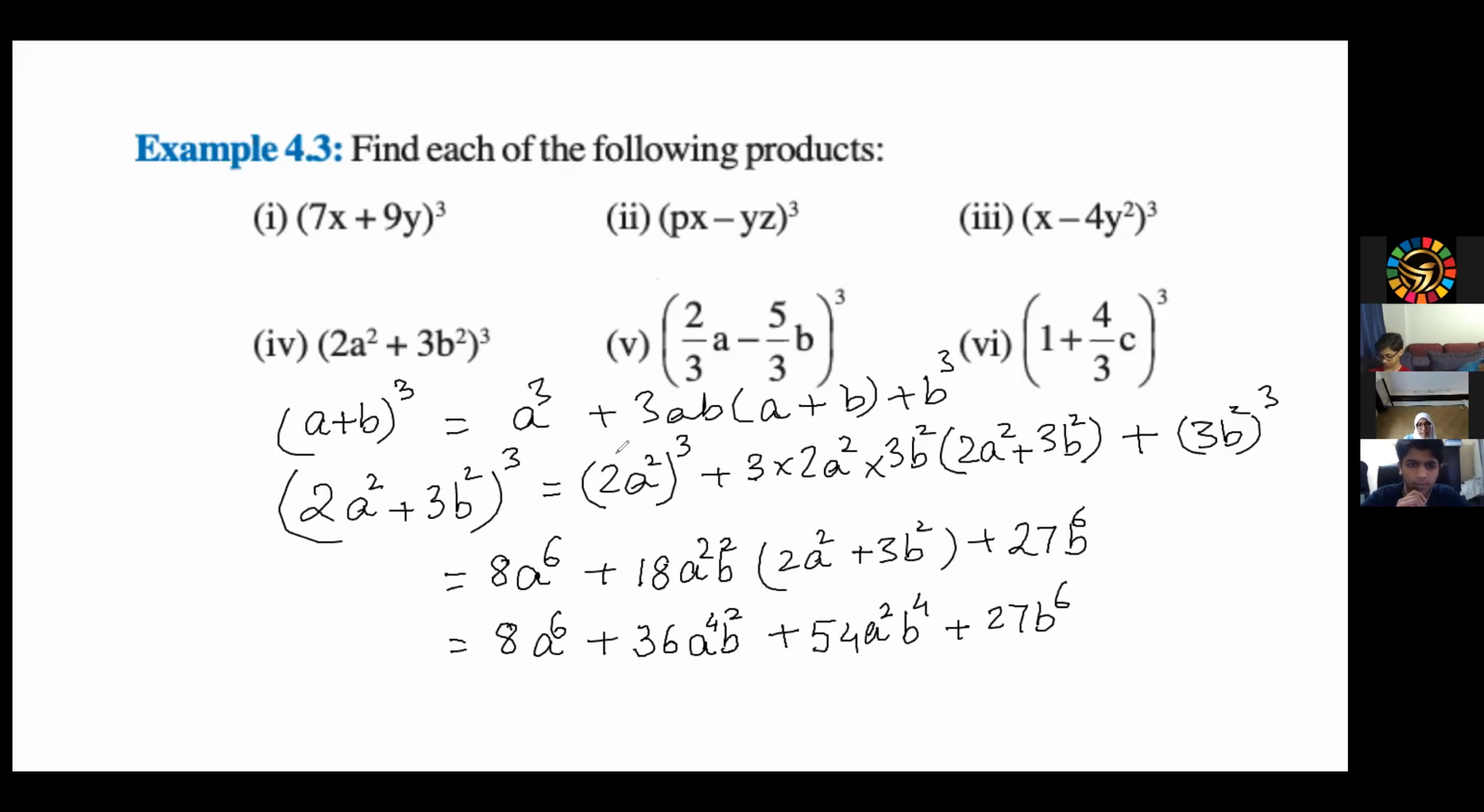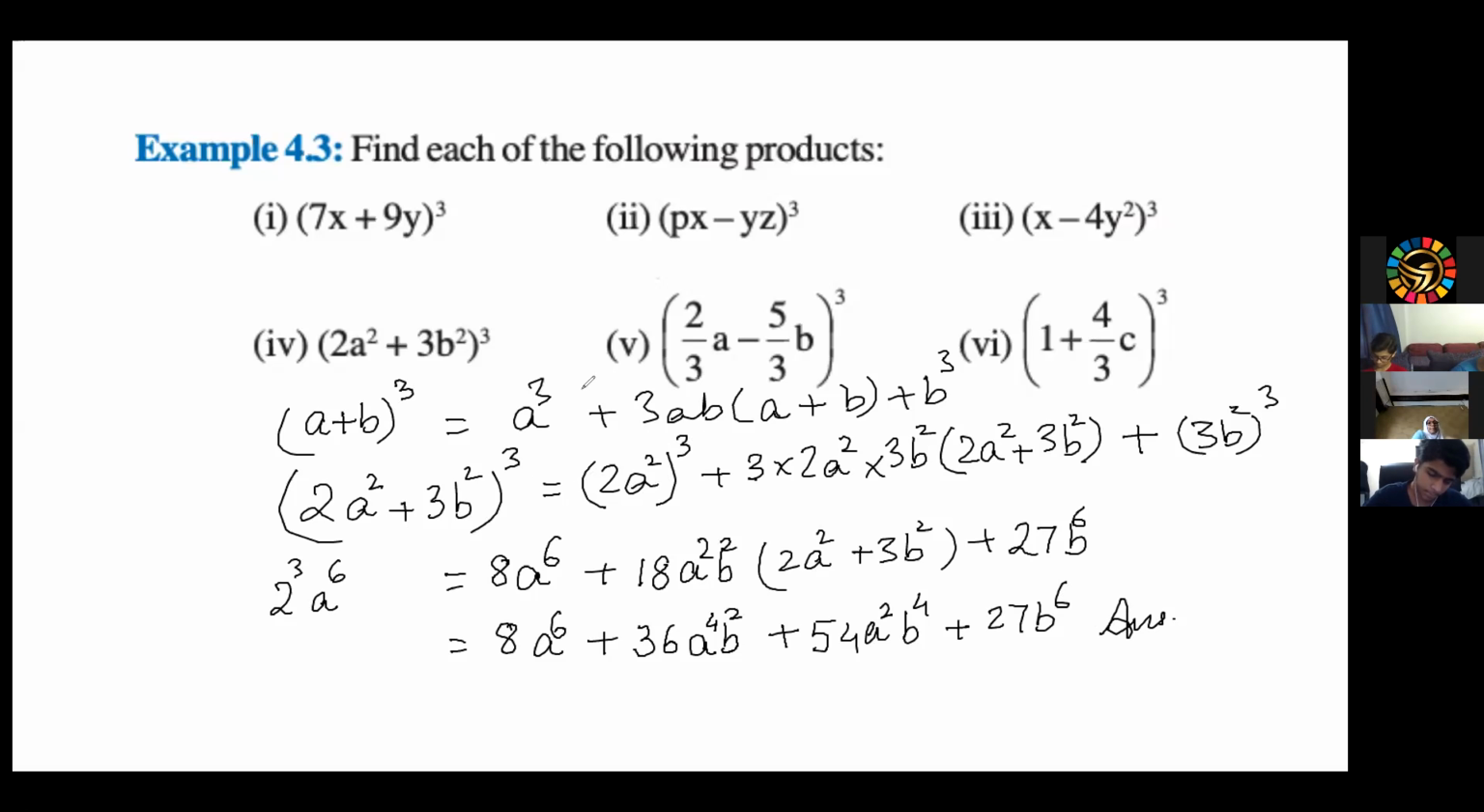Here this is 2 cube. If you write 2a square separately, it is this. Because you have to do 2a square whole cube. So 2 cube, and a square cube is a to the 6. Exponent to the exponent, a to the m into n. So this is your answer for this question. Good, Farhana. Fifth one.